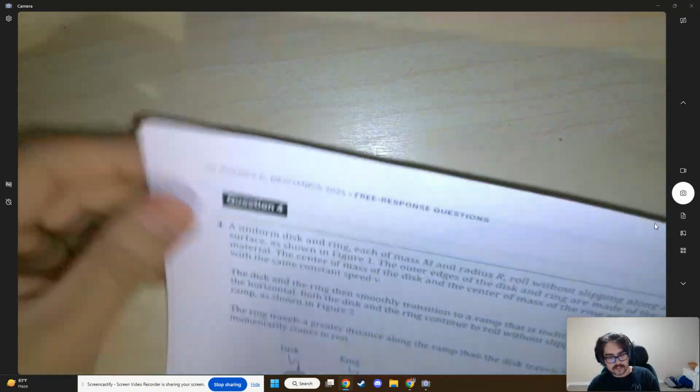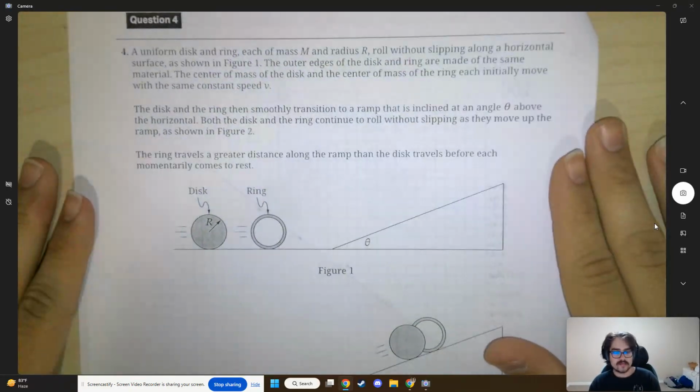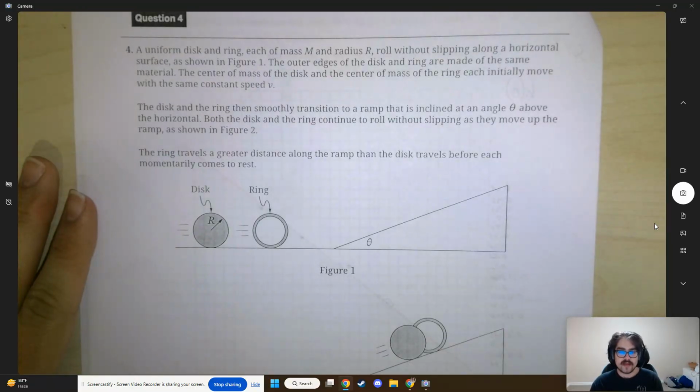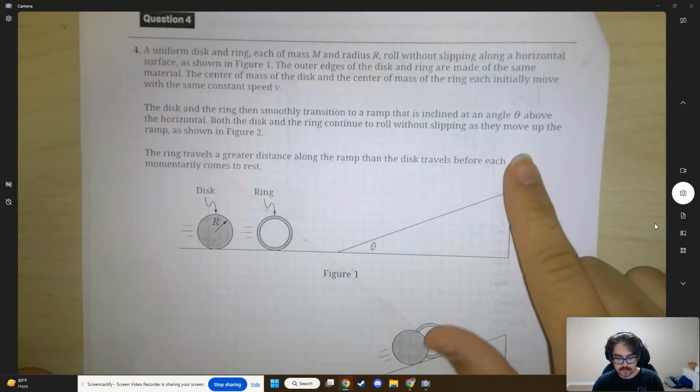Okay, the last question is a rotation question dealing with a disk and a ring, each of mass m and radius r. They roll without slipping along a horizontal surface as shown in figure 1. The outer edges of the disk and the ring are made of the same material. The center of mass of the disk and the center of mass of the ring each initially move at the same constant speed v. The disk and the ring both then smoothly transition to a ramp that is inclined at an angle theta above the horizontal.